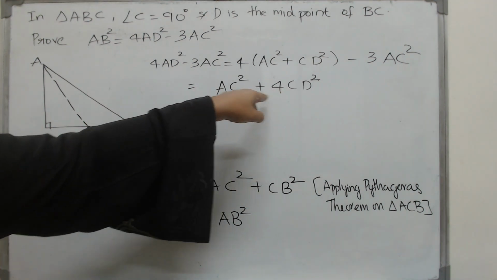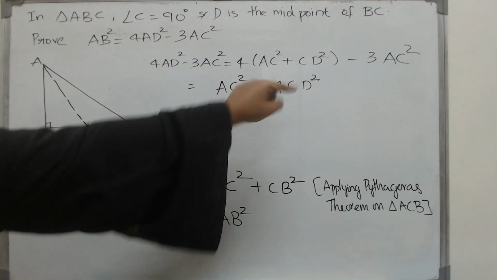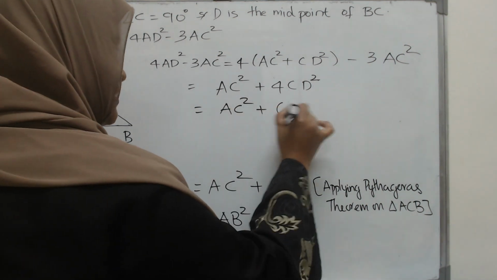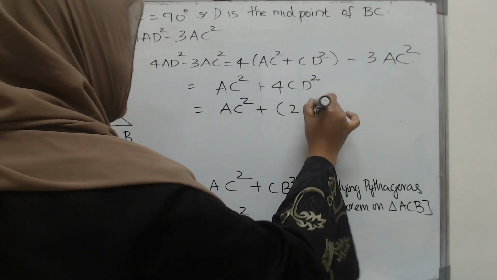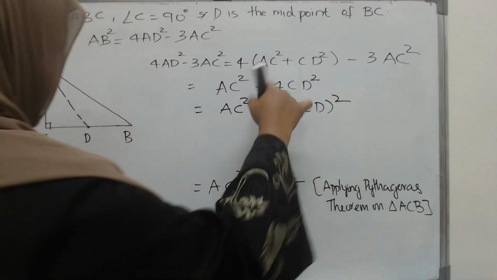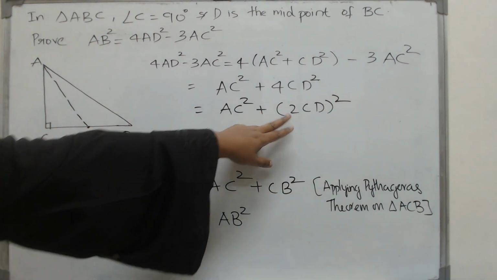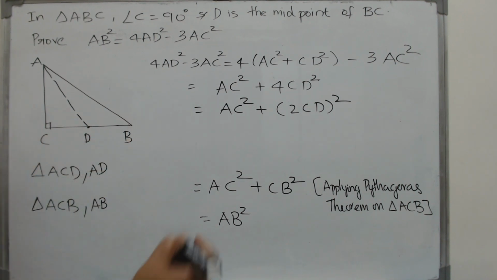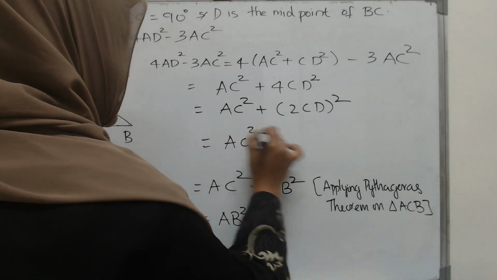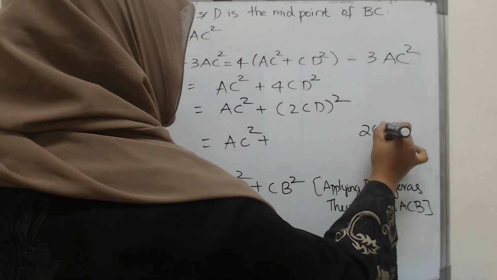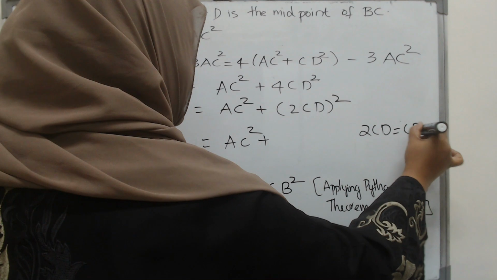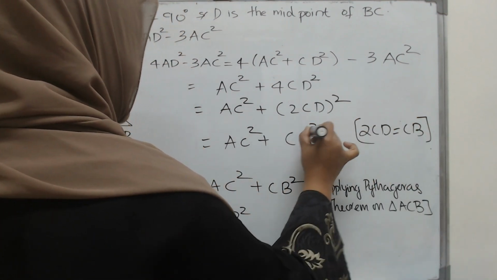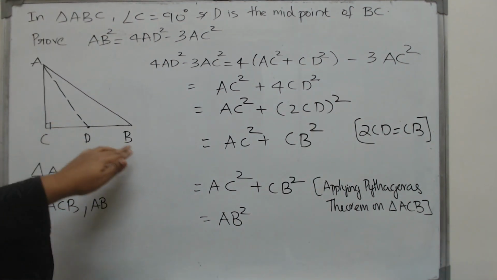Instead of taking this 4 separately, why don't we take it inside the bracket? Then how will it look? There. When it goes inside the bracket, it will become 2, right? 2 square is 4. Now what is 2CD? D is the midpoint of BC, which means what? 2 times CD is actually equal to CB. We have used the information that D is the midpoint of BC.